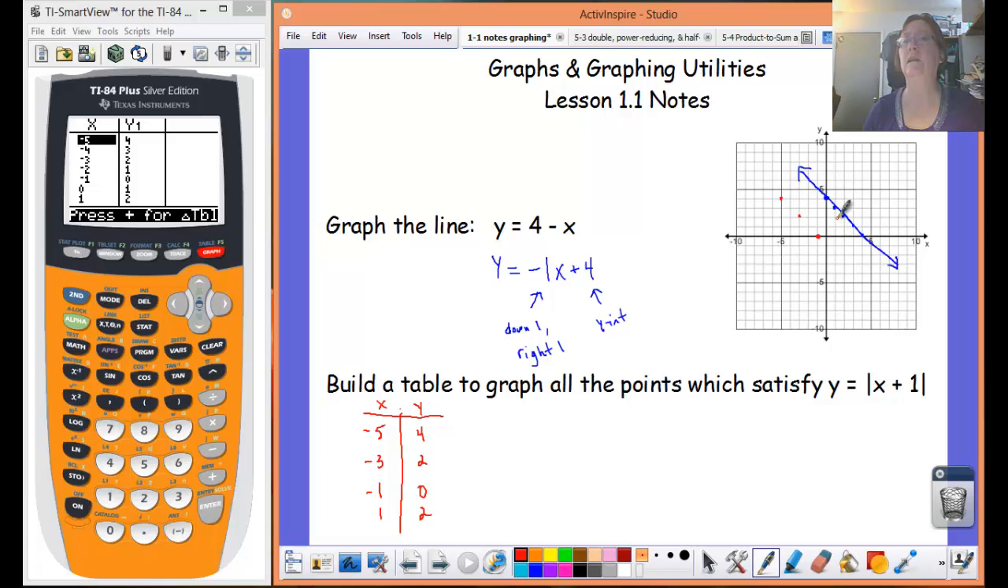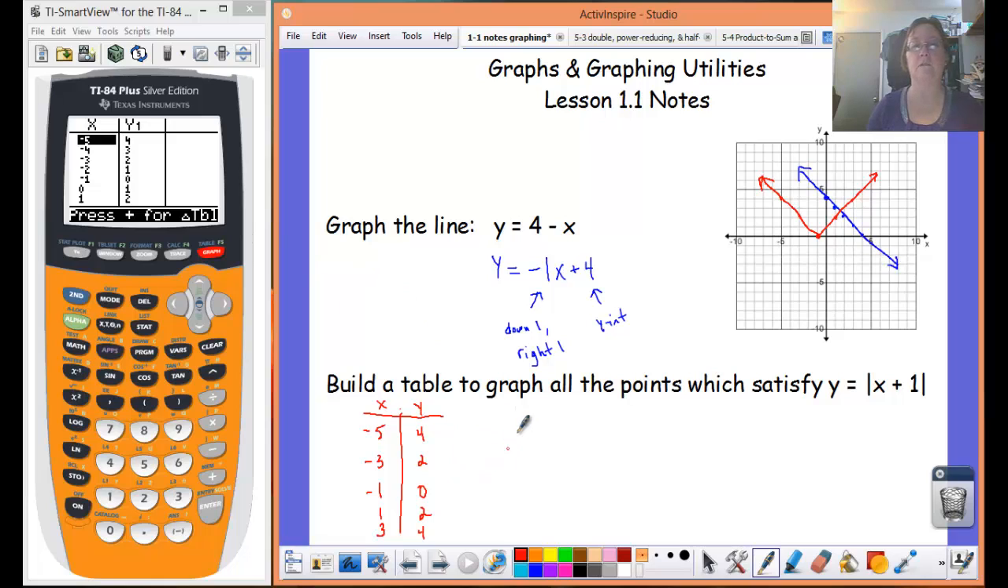1 and 2 is on the graph, and I'm betting that you guys already will know this, but if I were to put 3 here and think 3 plus 1 is 4, and the absolute value of 4 is 4, we could go on building that table by hand as well. But right now we have a good picture of what that absolute value v is doing in the coordinate plane. And we did that by graphing points from a table.